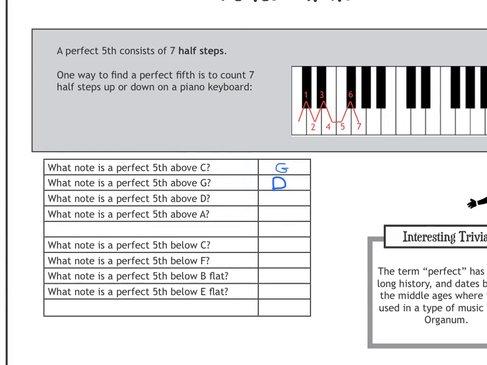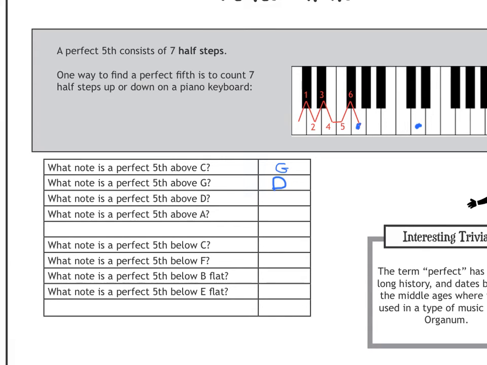Well, not necessarily. Since there's my starting note and there's my landing note, I have to make sure that that is exactly 7 half steps. Is it? Let's see. I travel 1 half step, 2, 3, 4, 5, 6, and 7. That is, in fact, a D natural is a perfect fifth.